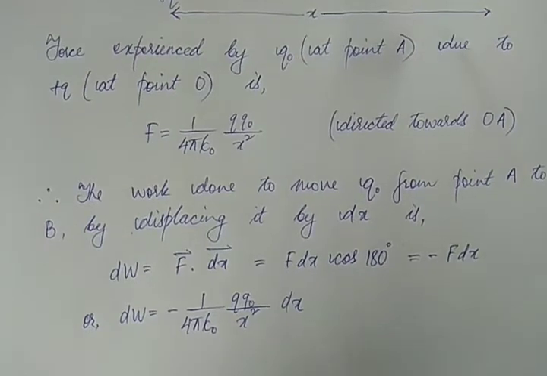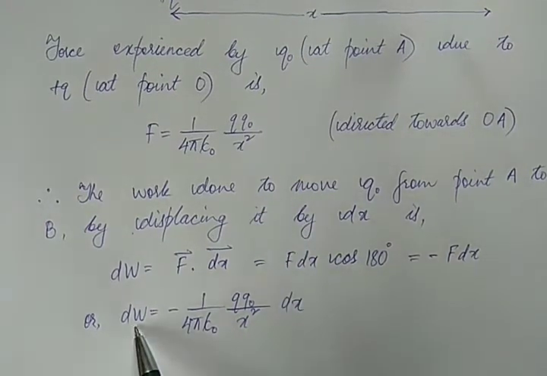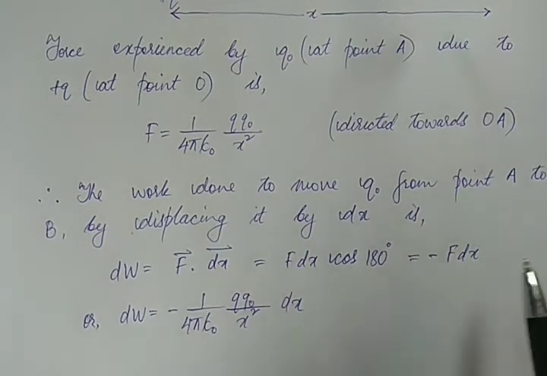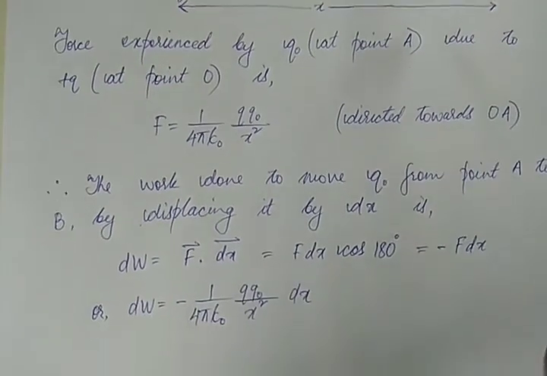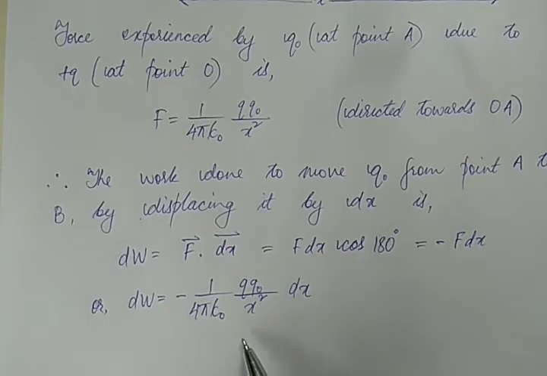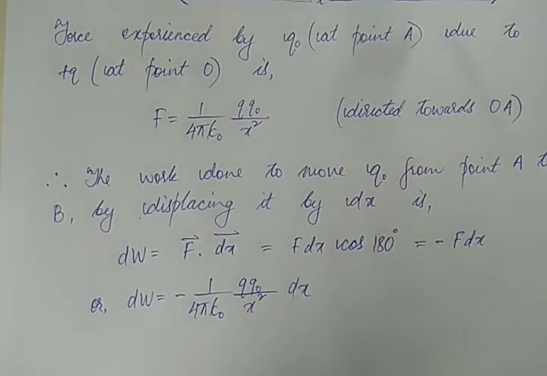So substituting the value of F, we have dW, the small work that we need to do to displace Q naught from point A to point B, is minus 1 by 4 pi epsilon naught, Q Q naught by x squared dx.